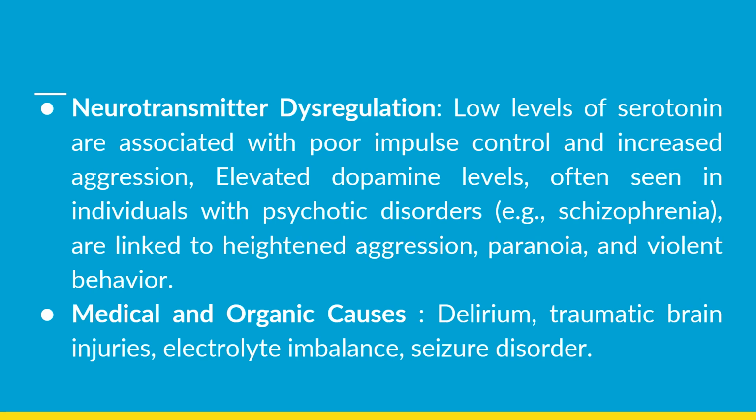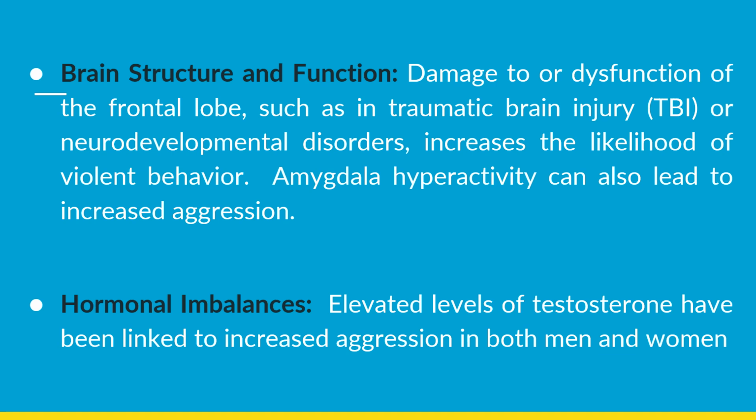Again, neurotransmitter dysregulation, dopamine and serotonin level dysfunction, can lead to violent and aggressive behavior. Medical and organic causes should also be taken into consideration. Patients with traumatic brain injury, electrolyte imbalance, post seizure confusion, and in delirium, patients can be violent and aggressive. Brain structural and functional abnormality like amygdala hyperactivity, or if there is frontal lobe dysfunction, these situations can also lead to aggressive behavior in the patient. Higher levels of testosterone have been linked to increased aggression in both men and women.